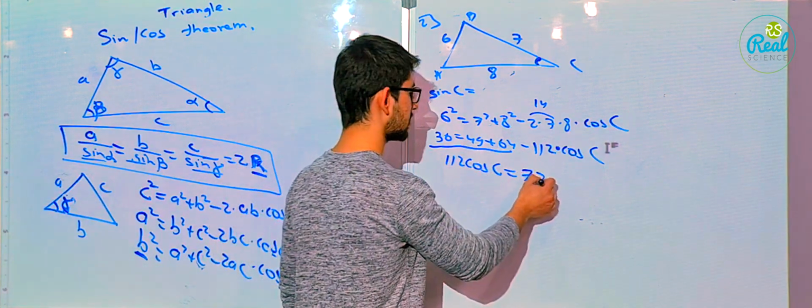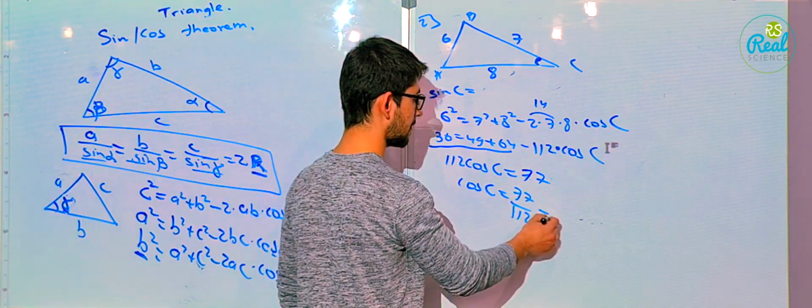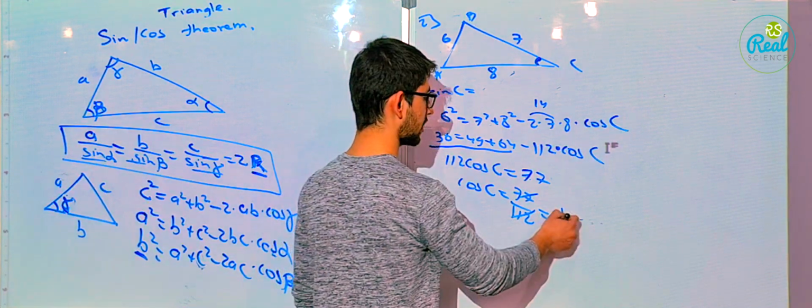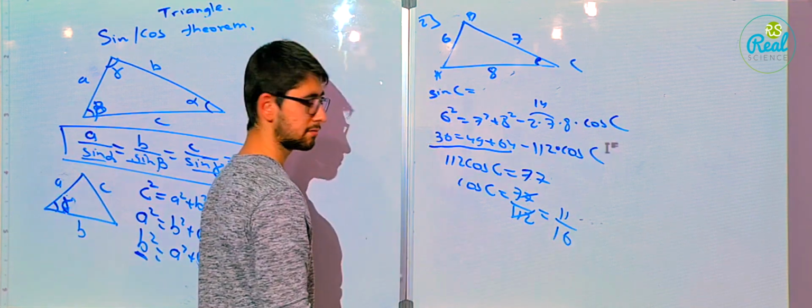Okay, 77. Cosine C equals 77 divided by 112. So we divide by 7, right? 11 over 16, right?